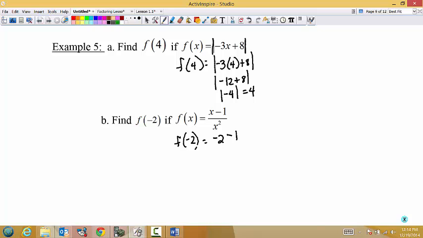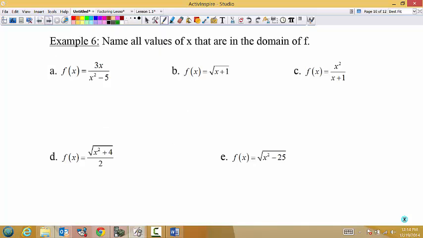Negative 2 minus 1 over negative 2 in parentheses squared. Do the top first. Negative 2 minus 1 is negative 3. Negative 2 squared is 4.